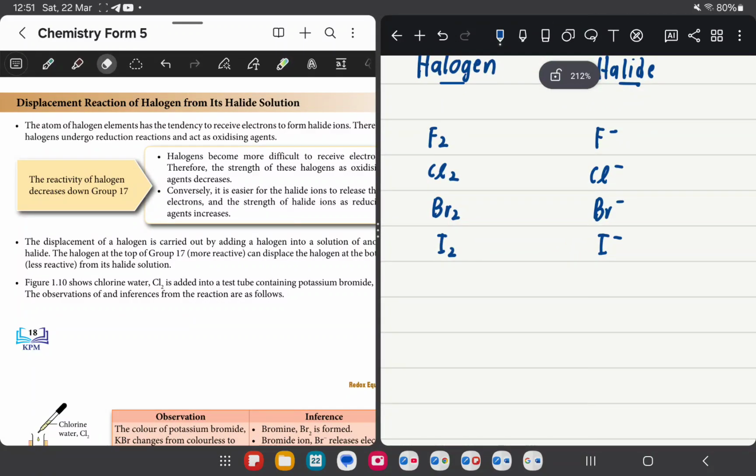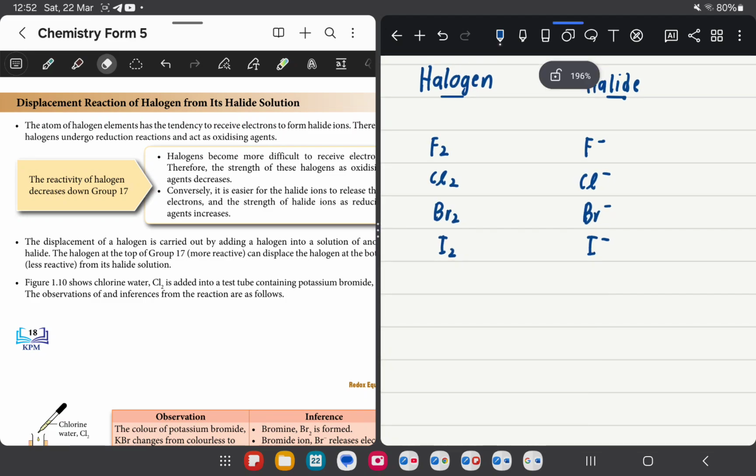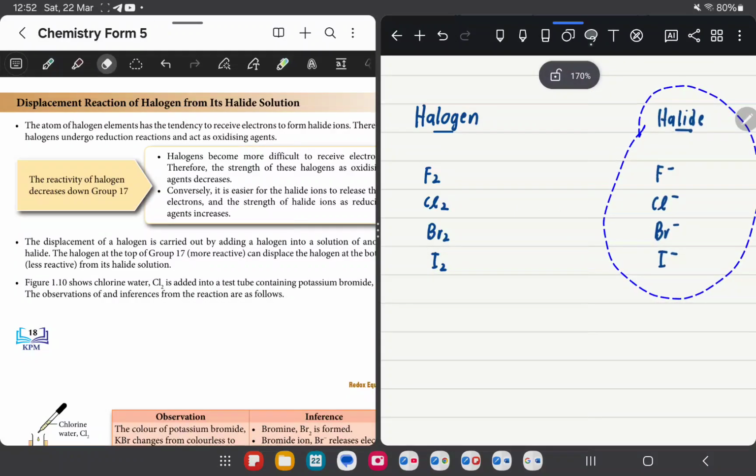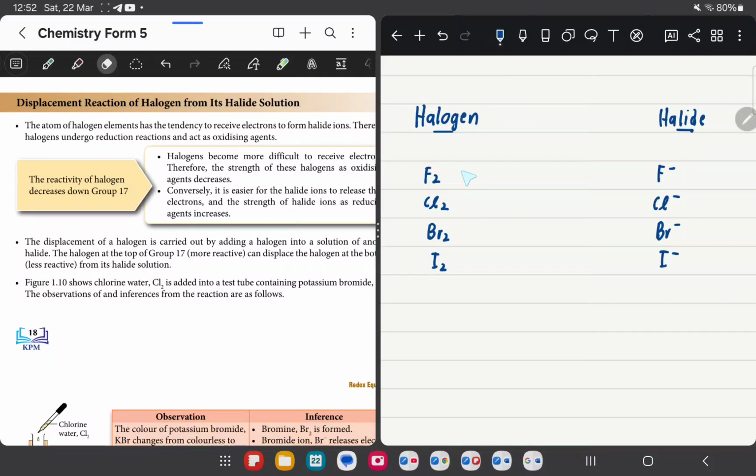Then you must know the colors. If you learned about halogen, for sure fluorine is a gas. Chlorine you learn its color, bromine you learn its color, and iodine also. Correct? Greenish yellow gas for chlorine, bromine reddish brown, and iodine purplish black. So halogens have color.